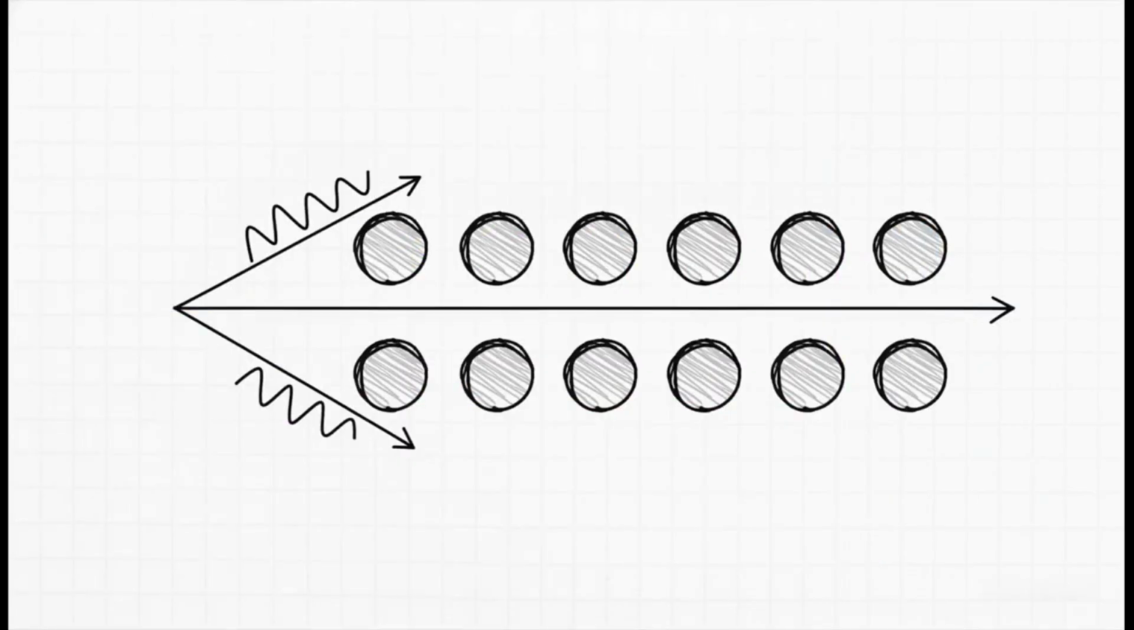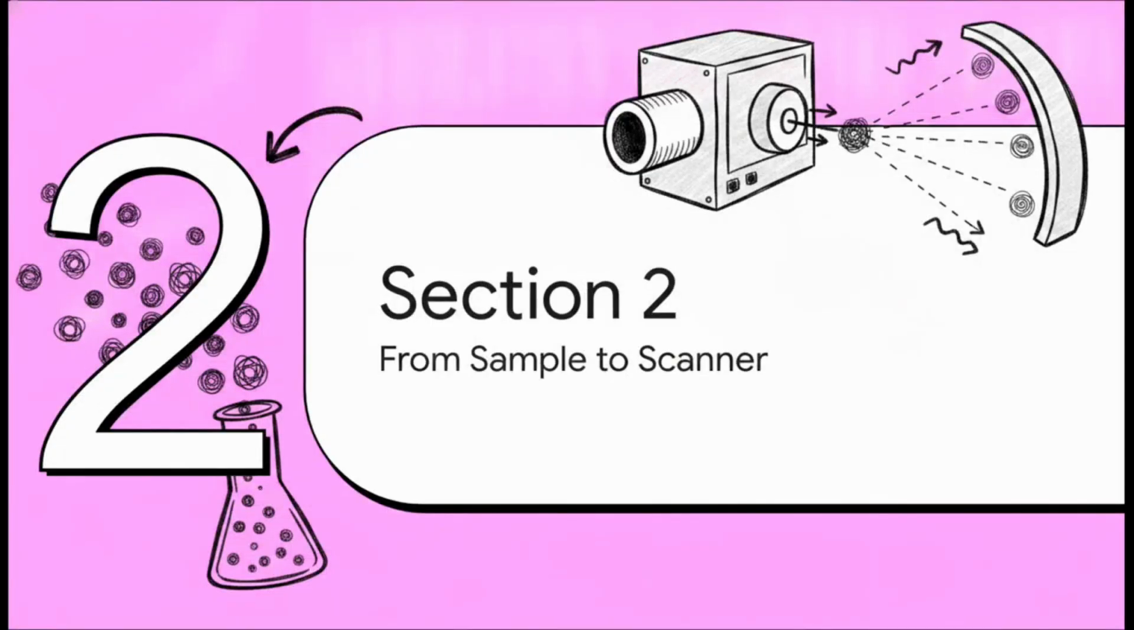And this whole interaction is beautifully summed up by the famous equation nλ = 2d sinθ. Constructive interference only happens when the path difference, which is that 2d sinθ part, is a whole number multiple of the incoming X-ray wavelength, nλ. By measuring that diffraction angle, θ, we can calculate d, and d gives us the precise interplanar spacing of the crystal lattice. Moving right along to Section 2, from sample to scanner.